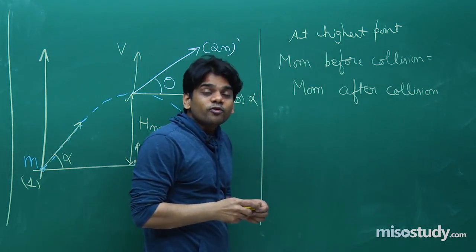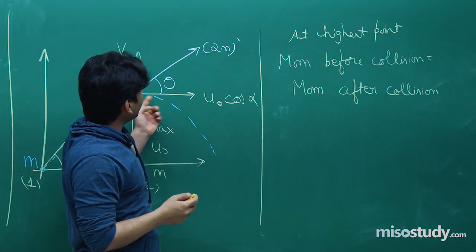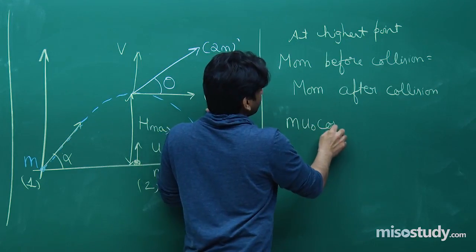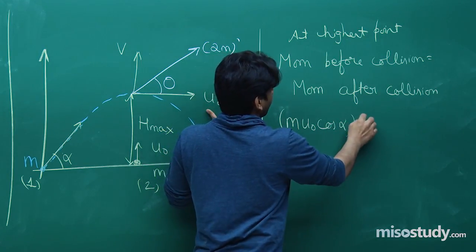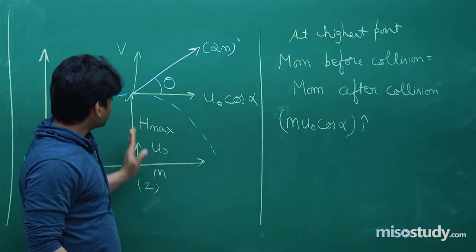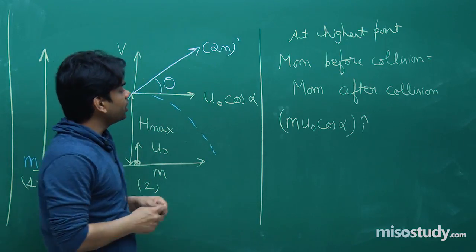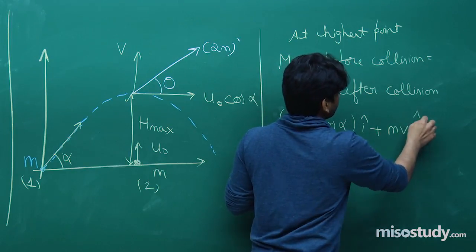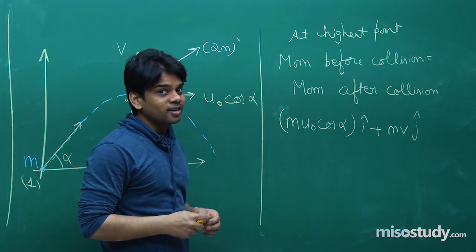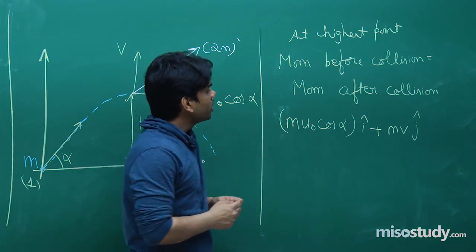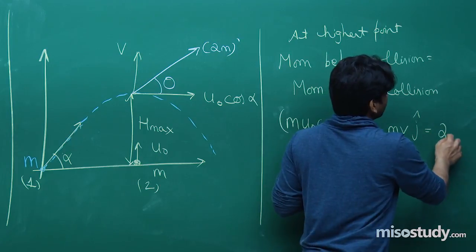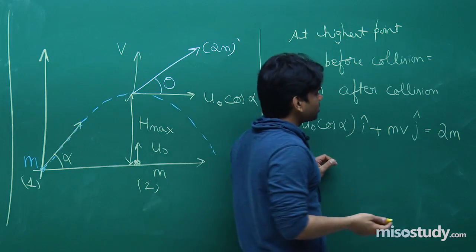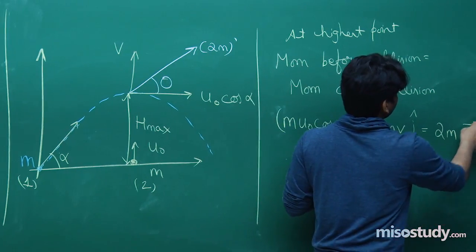Clearly you can write each of the momentum before and after. Before, its momentum is m u0 cos alpha along the x axis, so m u0 cos alpha i cap. Its velocity is v along this direction, so plus m into v j cap, which is equal to the final momentum, that is 2m, and we don't know the velocity, so we'll just write 2m into its velocity v.